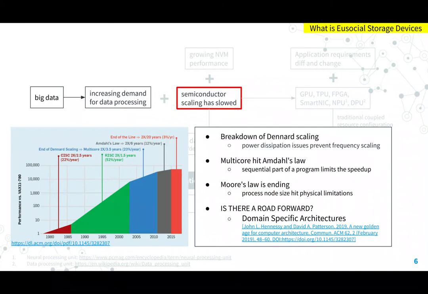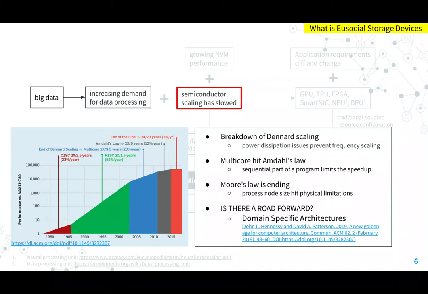The need to process such a tremendous amount of data requires significant CPU horsepower. However, we have seen a breakdown of data scaling. The multi-core approach hits the end of the road, and people have already started to predict that Moore's law is ending, and there will probably be no more performance improvement provided by future CPUs. And the question is, is there a road forward?